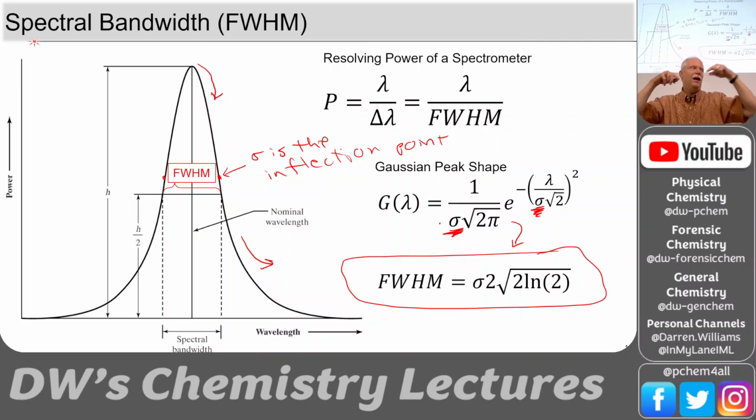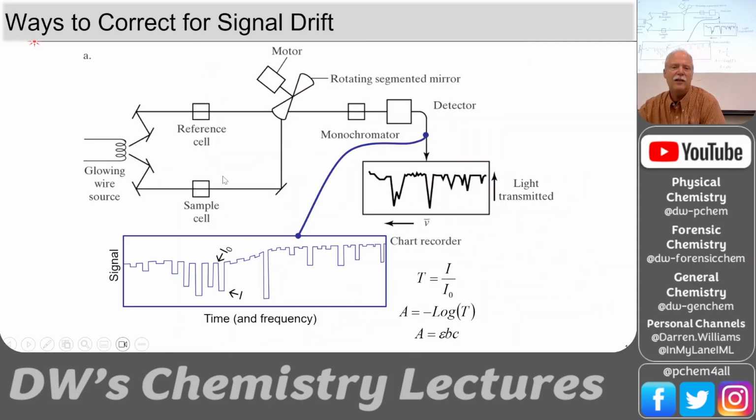It's not halfway down. That would be the full width at half max. So that's that. So now we have this resolution. We want to get high resolution. We narrow our slits. We get noise, we lose our signal, and so then we have to correct that with Fourier transform instruments. Another thing that happens when our scans go a long time is we end up with drift.